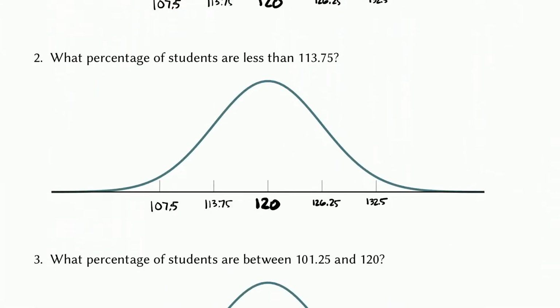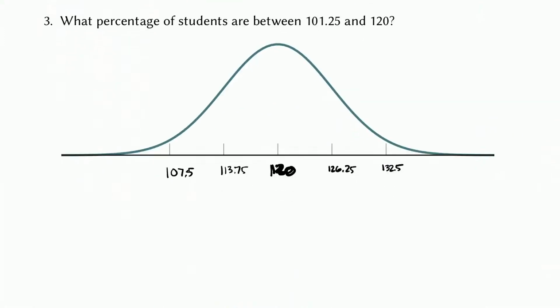So this is less than 113.75. So I've got the 113.75, and then this is down here. So once again, you can sort of visually look at that and say, you know, that's a small percentage, maybe 20%. I don't know, I'm just guessing here. We'll find out exactly how much it is in just a minute. And then the next one, between 101.25, ooh, where's that? I guess I didn't put it on here. 101.25 is down here. That's 3 standard deviations, and then 120, that's right here. Okay, so that's going to be this stuff right there.